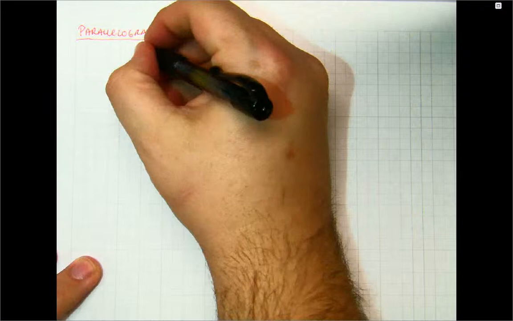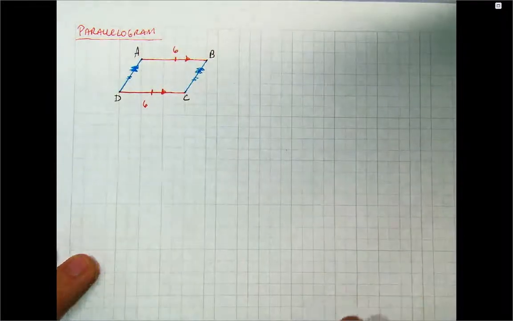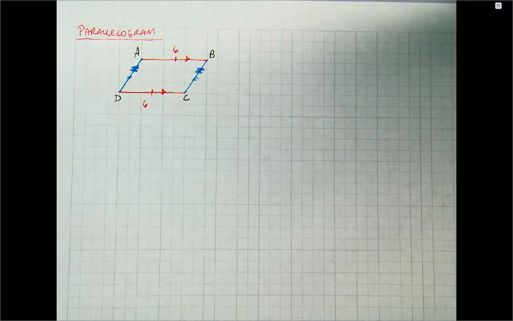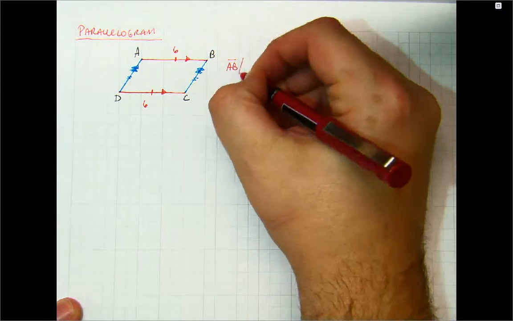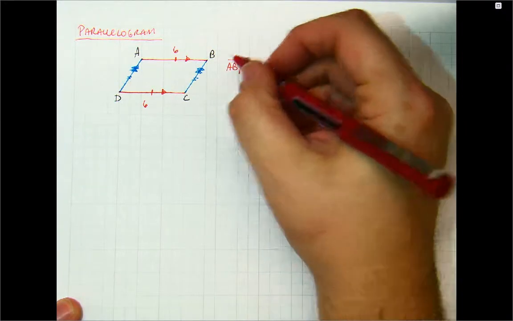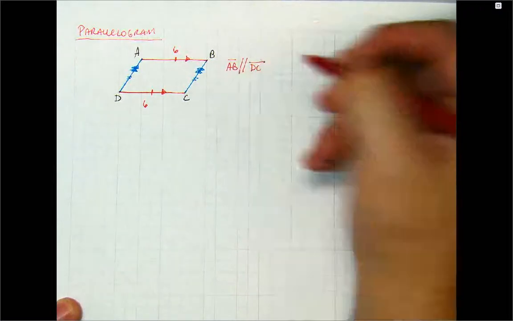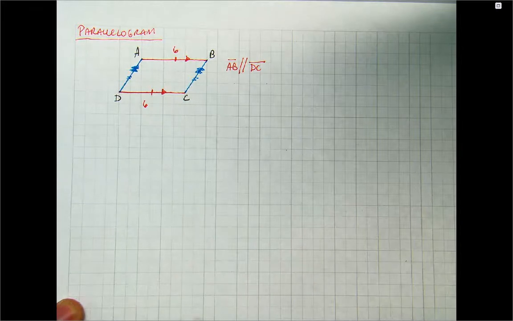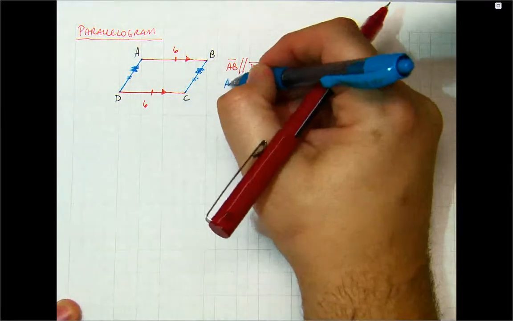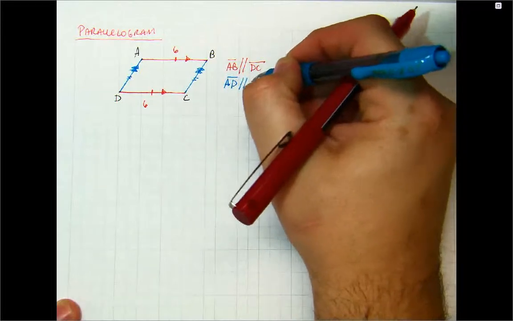So we call this AB, CD. One of the first big characteristics: AB has to be parallel to DC, and AD has to be parallel to BC.